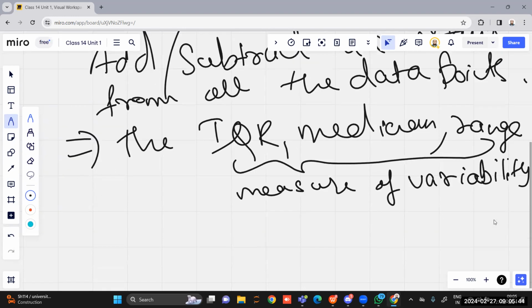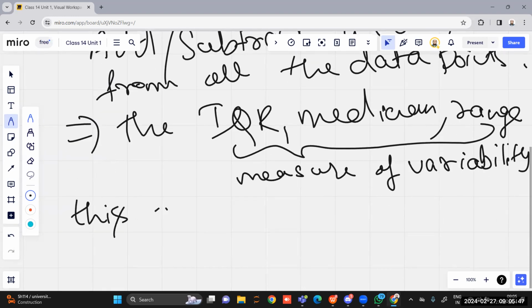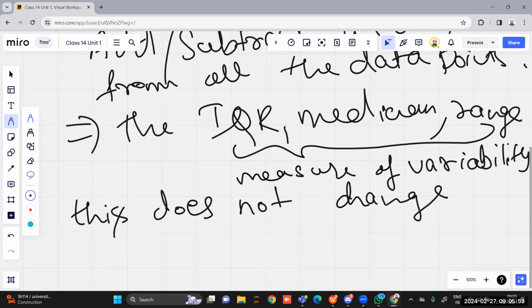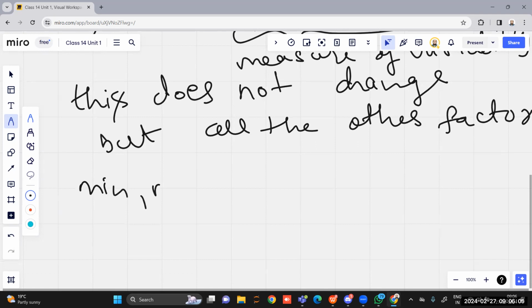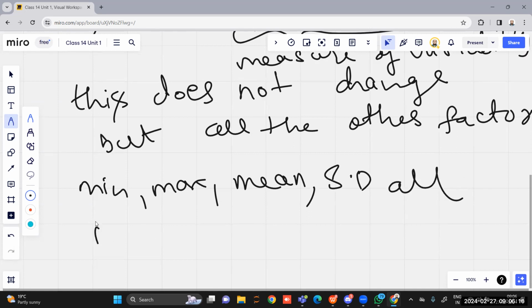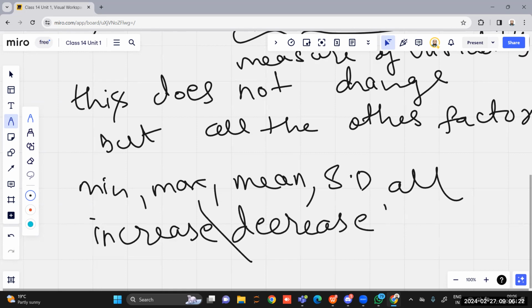This does not change. But all the other factors, such as the minimum, the maximum, the mean, standard deviation, all increase if we are adding, and if we are subtracting, they decrease by that constant value.